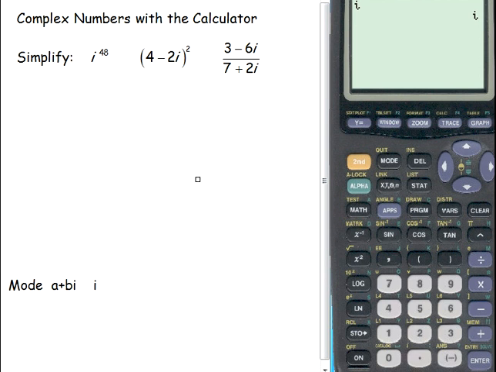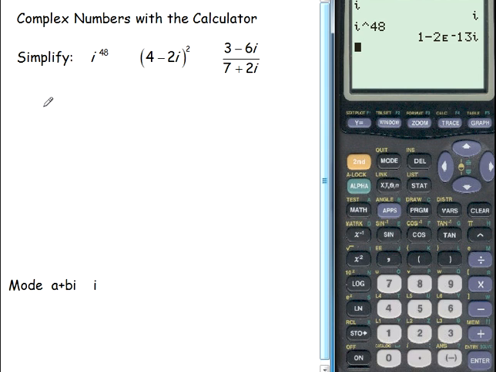Alright, let's do the first problem, which is I to the 48th power. Second and the decimal point key, and then raise to the 48th power and hit enter. Now, I want you to see this because you got to realize there's a real and a complex part here. I'm going to put this up. The real part is 1.